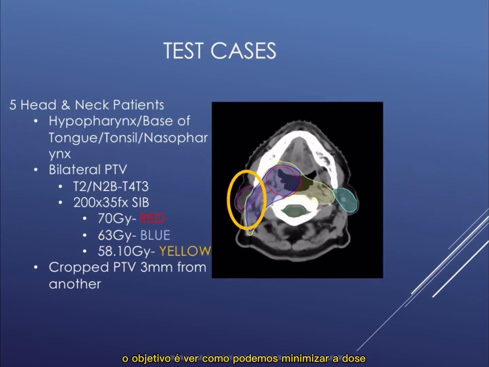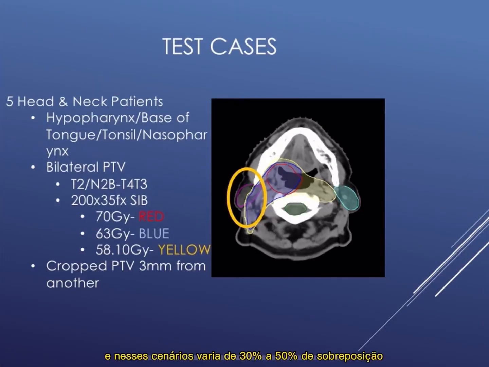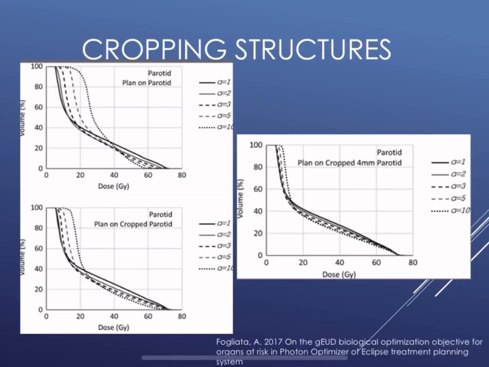The goal is to look at how we can minimize dose to the parotids, and in these scenarios, it ranged from 30% to 50% overlap. Now, you can still crop these structures from one another, but the effectiveness of using GUD is less prominent. So you can see on the top graph, when they're abutting each other, you can see which one's penalized and how it pushes your dose, whereas on the graph on the right, where it's cropped 4 millimeters, you don't see much of a difference. So there's no sense of using GUDs at that point.